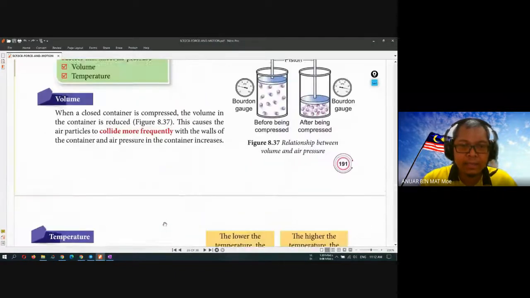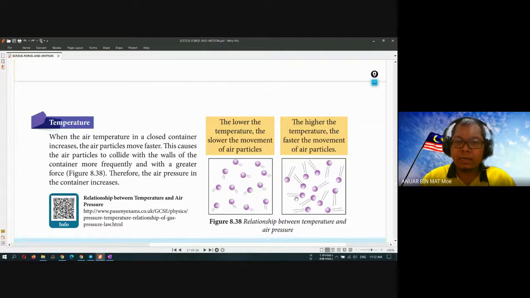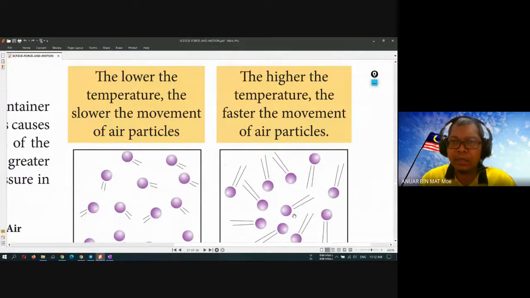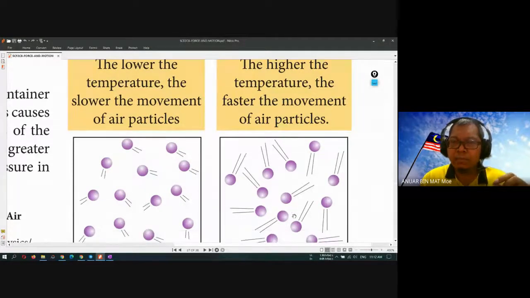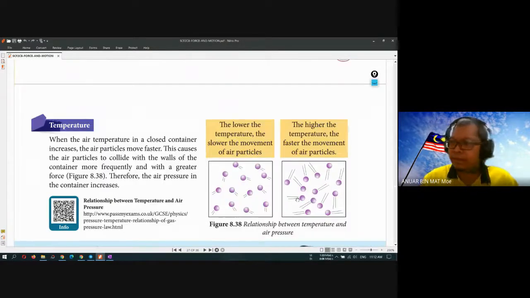Next is the temperature. I already explained this last Monday. When you heat the air, the particles get more vigorous. The movement of the air particles is much faster. If the particles of the air are much faster, then the air pressure will increase. But not too much, maybe only a slight increase when there is heat. Apabila panas, tekanan akan tambah sedikit sahaja. Okay. Can you understand this?